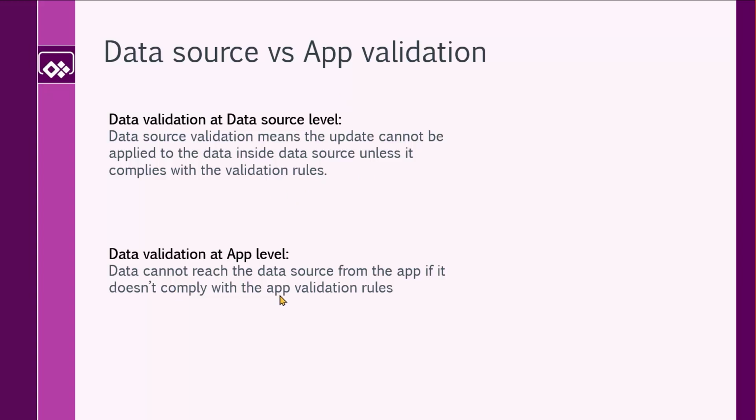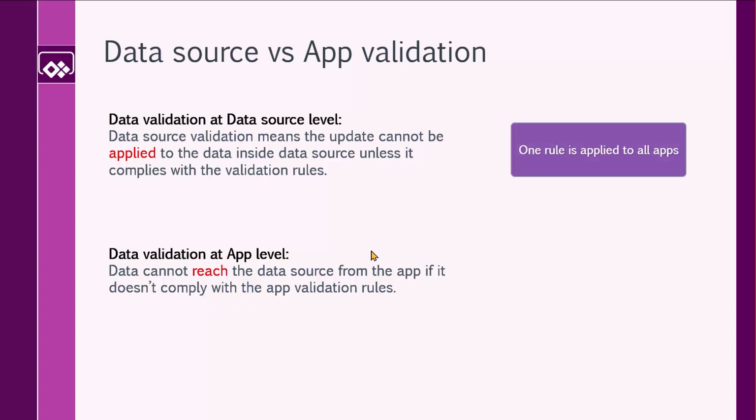On the other side, when we say app level data validation, this data cannot reach the data source from the app if it doesn't comply with the app validation rules. So the keyword is applied to when it comes to data source validation, but when it comes to app level, data cannot reach because the app does not allow the data to go there.